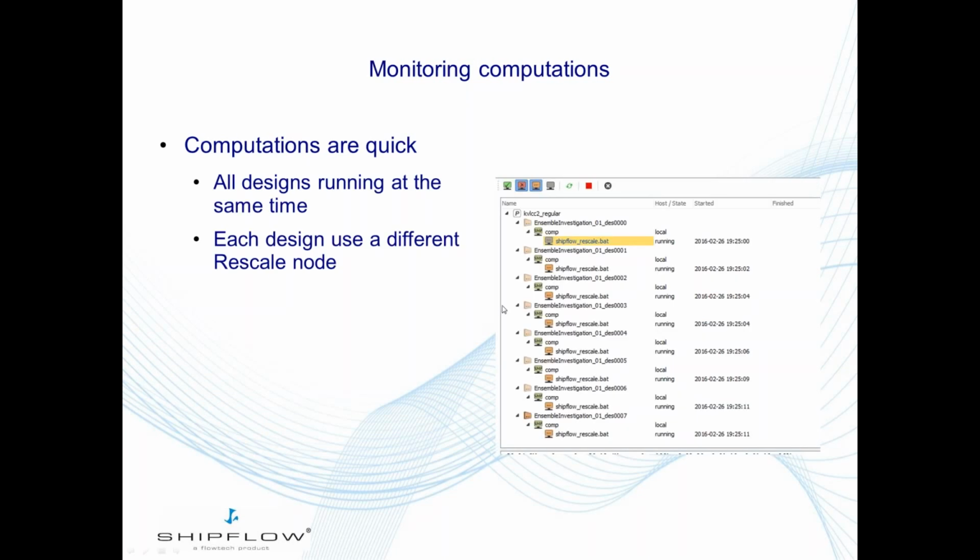Then when this is launched, you can see in the monitor that all 8 computations are started at the same time. And these 8 computations will be run on different nodes on Rescale's cluster. So this means that this kind of parameter study will be really quick.